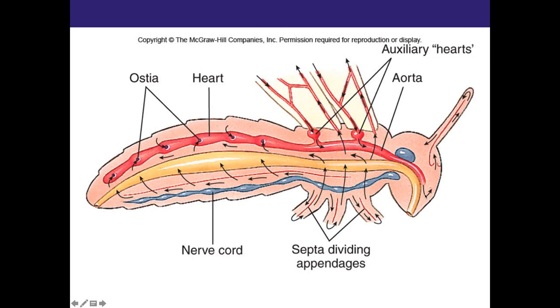So again, it has pumping structures, tubes, and fluid. The fluid in this case is called hemolymph. And the cavity in an open circulatory system is called a hemocoel. So this is all part of an open circulatory system. The fluid is called hemolymph, and the open cavity is called a hemocoel. All right, so going back here.